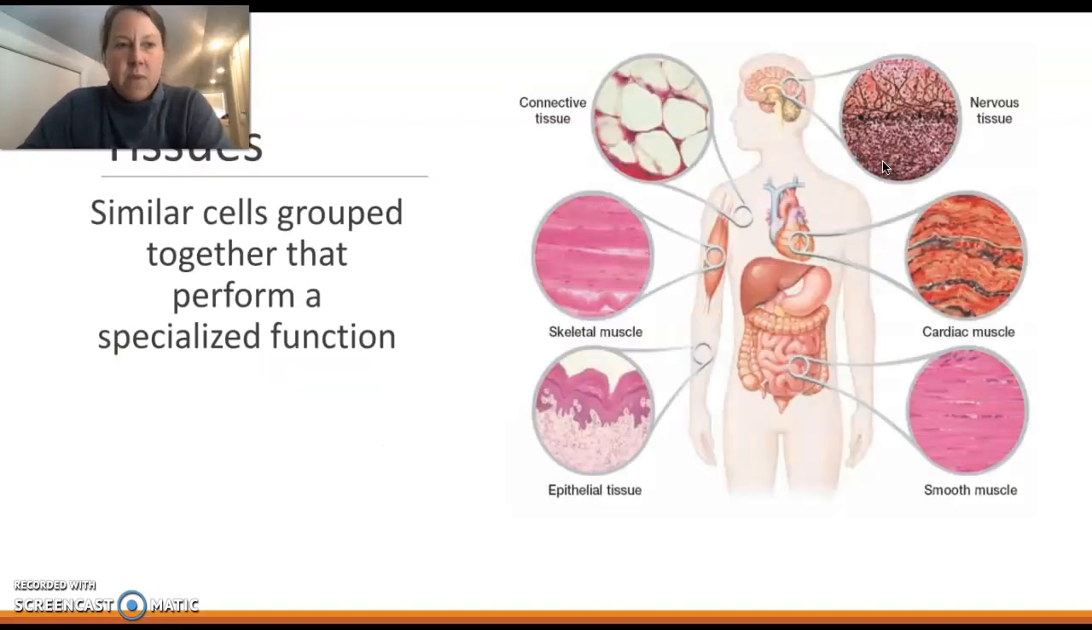All right, thinking back to the levels of organization, if we start with cells, then similar cells are going to start to form tissues, right? Similar cells group together that perform a specialized function. Today we're going to get into what the main types of tissues are, and then specifically look at epithelial tissue.